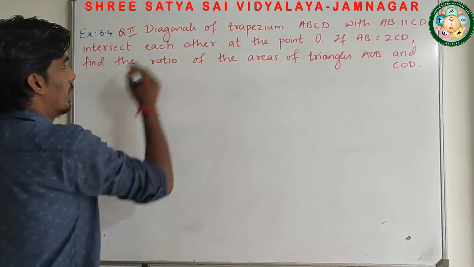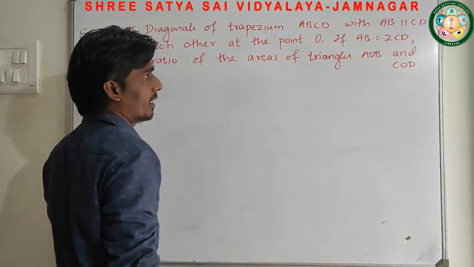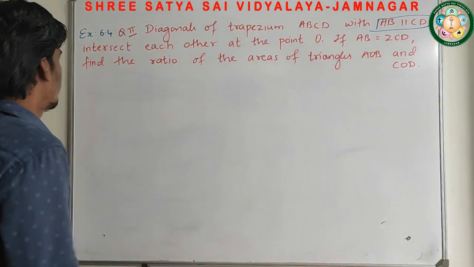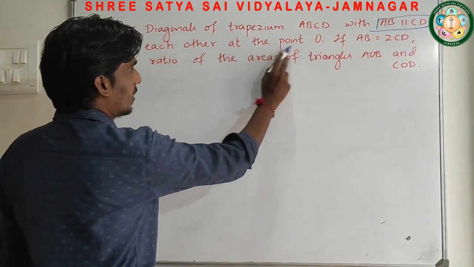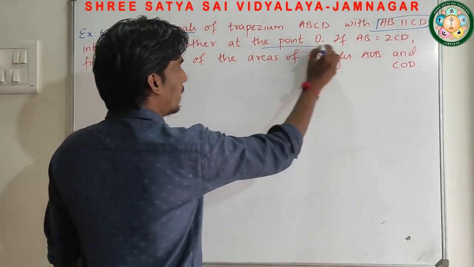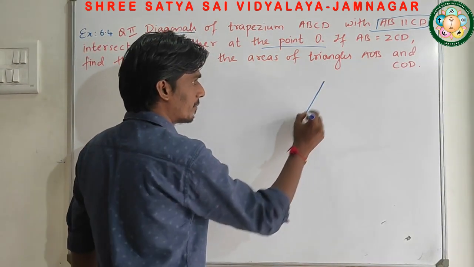Let's draw a diagram. Diagonals of trapezium ABCD with AB parallel to CD. So this is the given condition. AB is parallel to CD, intersect each other at the point O. Means the diagonals intersect at point O. So let's draw as per this condition.